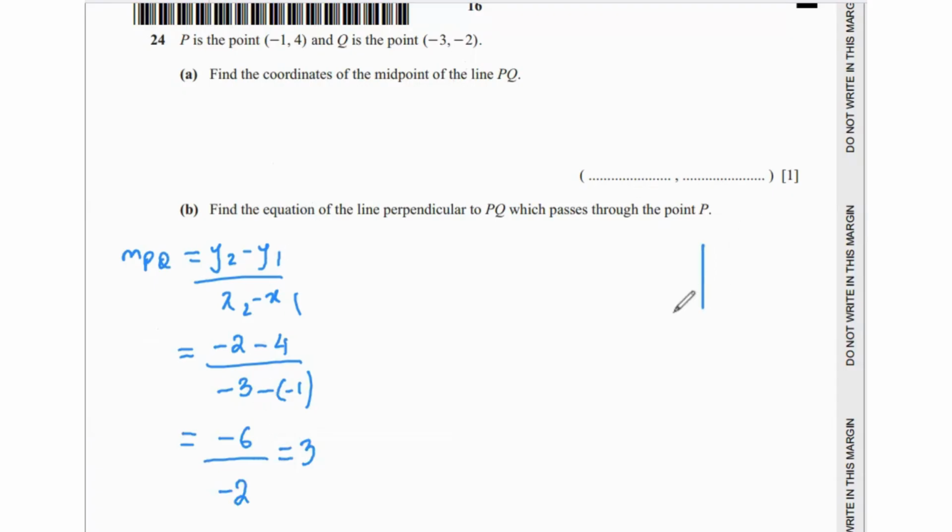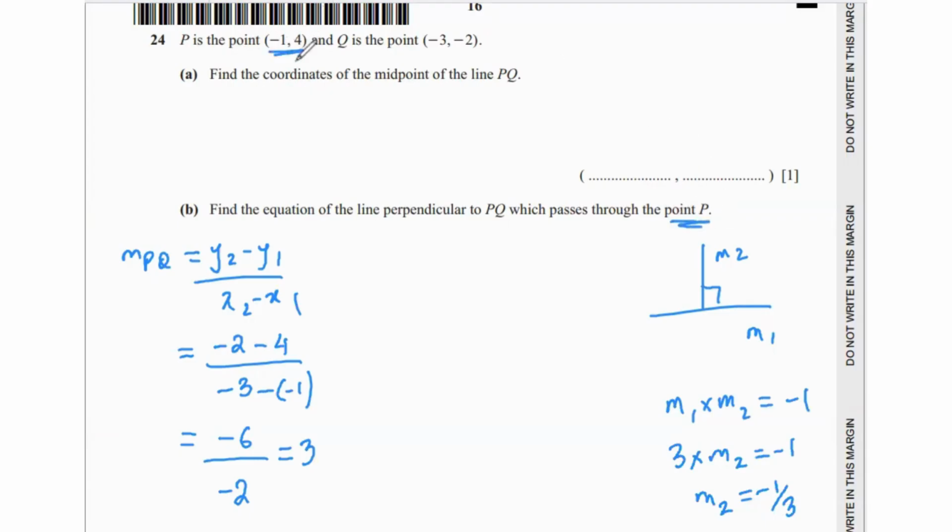Now, in perpendicular lines, we multiply both the gradients, and that always equals -1. That is the condition for perpendicular lines. So if you already have the gradient of one line, that's 3, then 3 times m2 equals -1. That means for the gradient of the other line, we do -1/3. And that's your gradient. They want the equation of the line perpendicular to PQ, so we have the gradient for that, -1/3. And they're saying that it passes through point P, which is also given in the question.